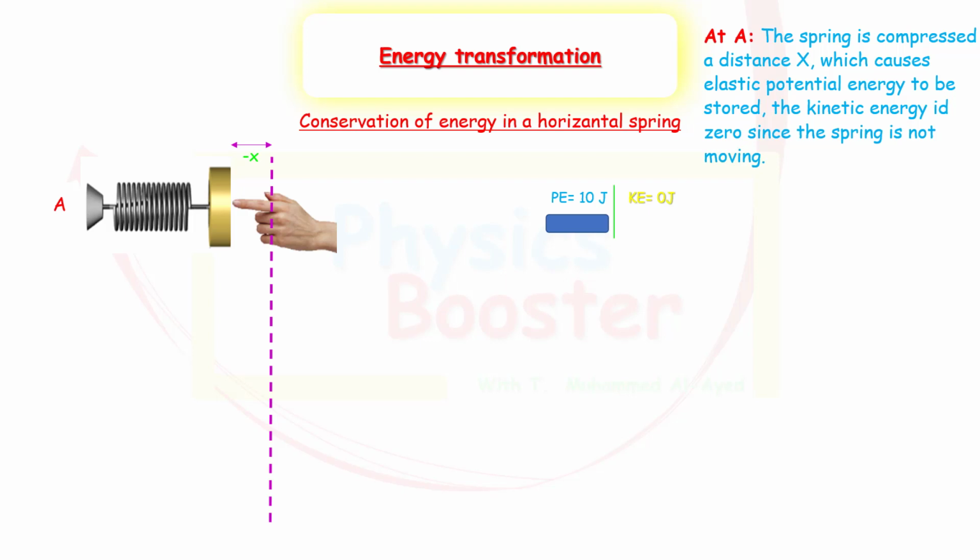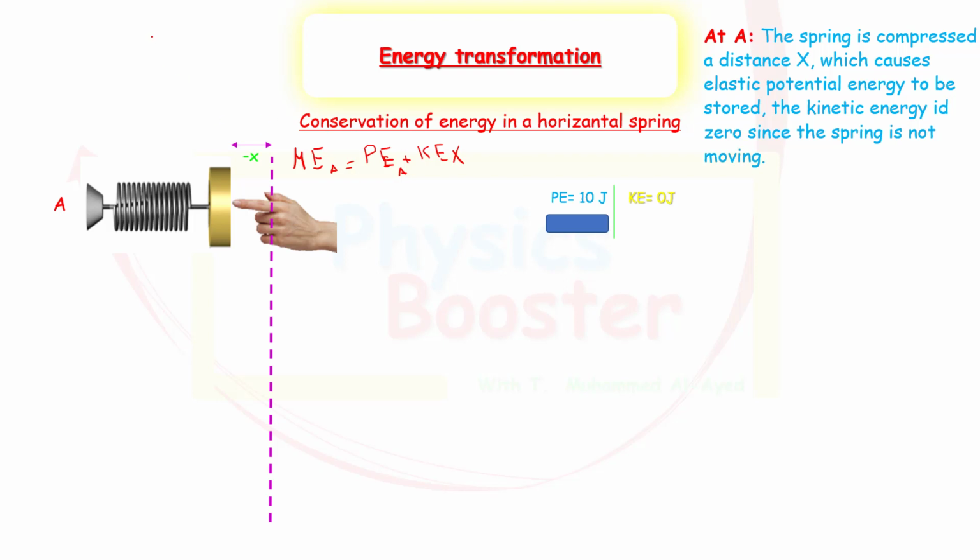Now, if we want to study the mechanical energy of this spring, we will say that the mechanical energy is the summation of all forms of potential energy plus kinetic energy. So let's call it mechanical energy at location A. It's going to be equal to the potential energy plus the kinetic energy. And since it's not moving, we do not have any kinetic energy, so we will only have potential energy at location A. But what type of potential energy do we have? We have the elastic potential energy.